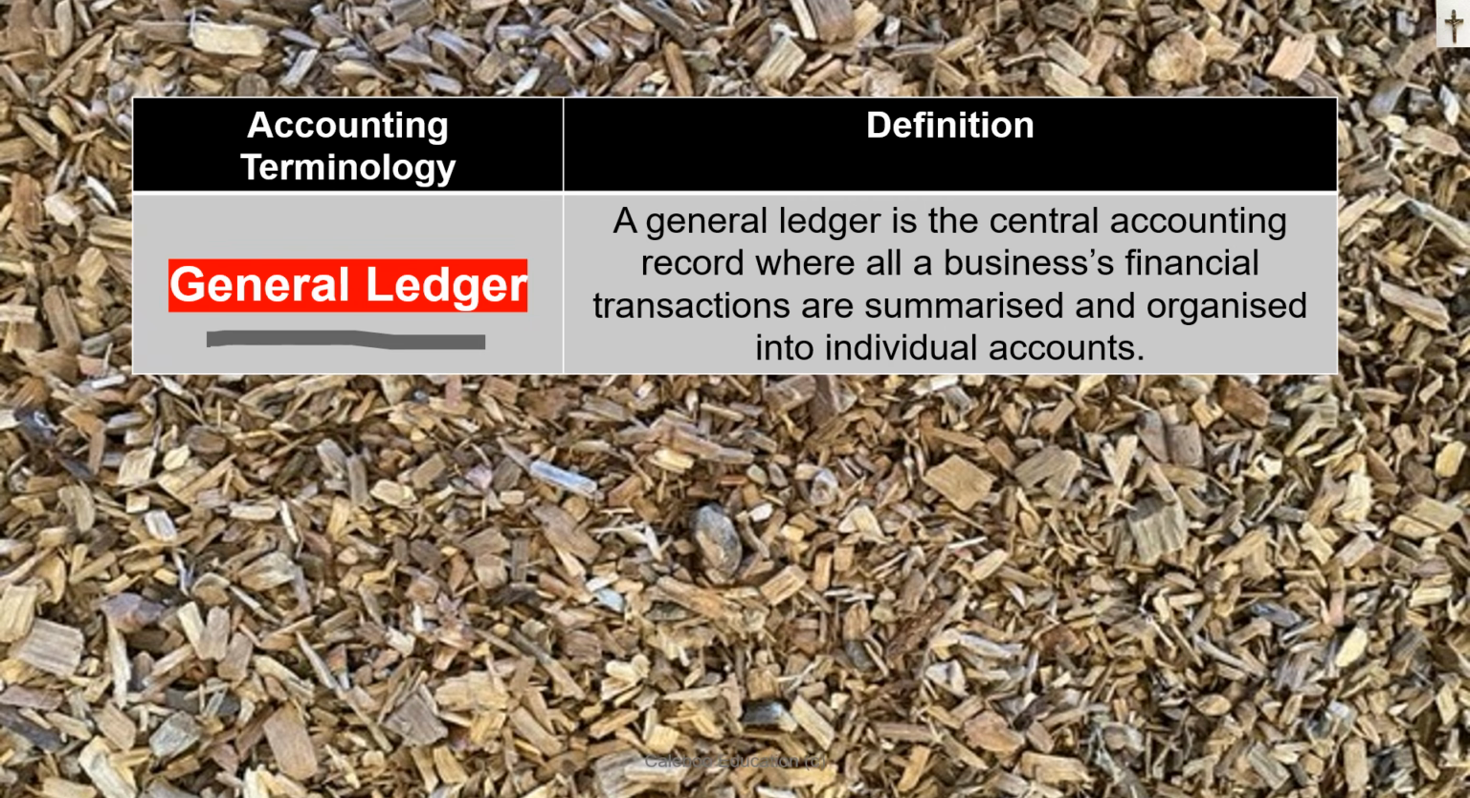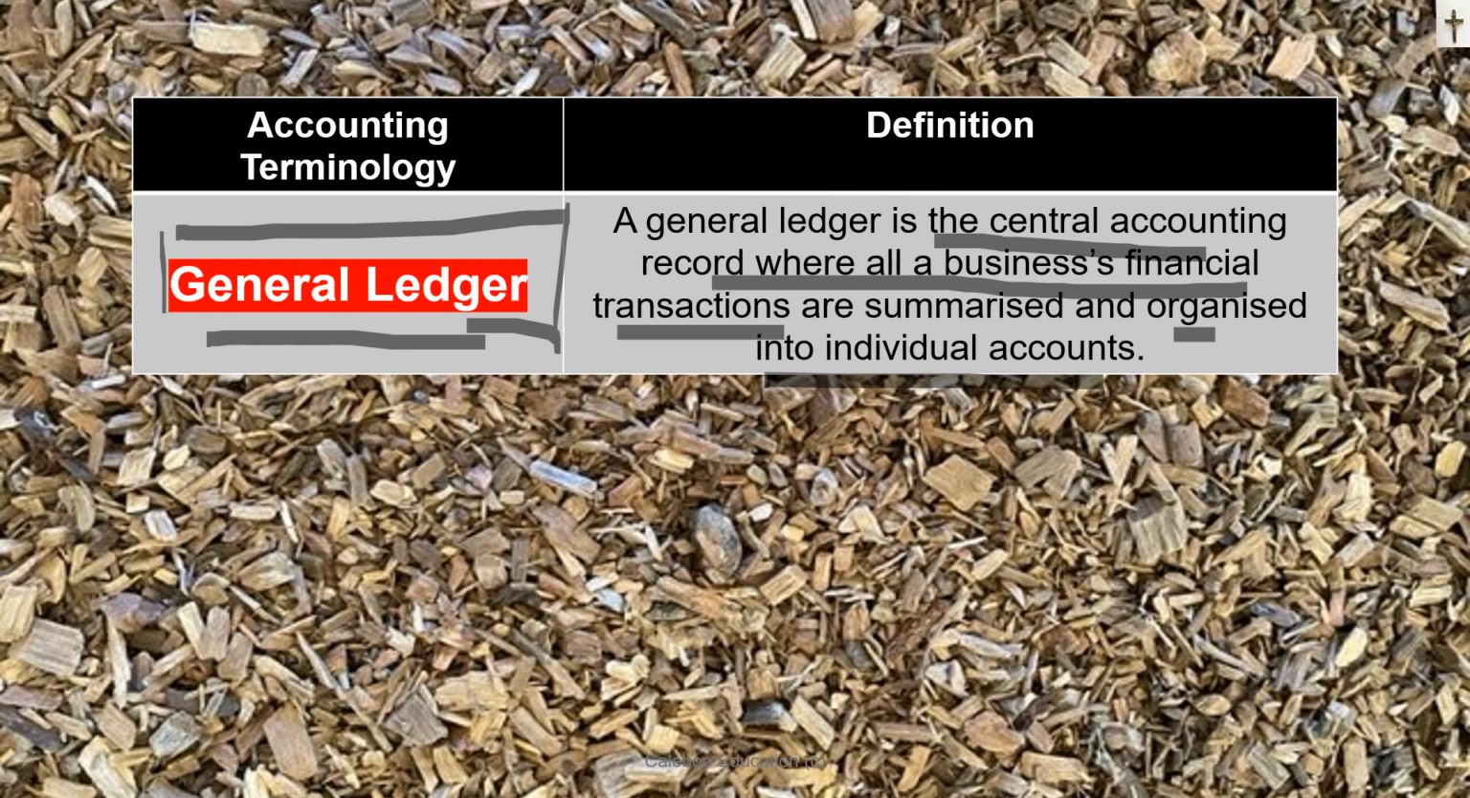Right, what is the general ledger? The general ledger is a central accounting record where all a business's financial transactions are summarized and organized into individual accounts. So the general ledger will have the equipment account, the bank account, the trading inventory account. All our accounts will go into a book called the general ledger. So on your accounting software, there will still be a general ledger where all the accounts are recorded.